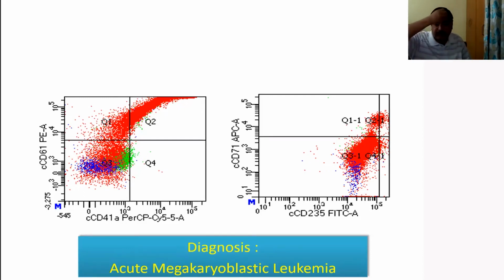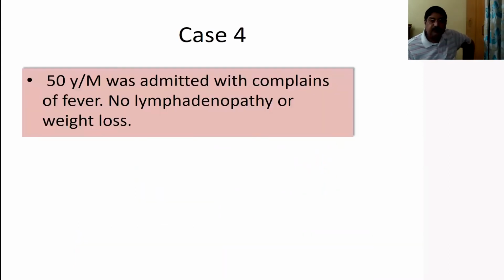In acute megakaryoblastic leukemia, the blasts could be MPO negative, and it is MPO negative here. And also they could be CD34 negative, but here in this case, they were CD34 positive. Variably positive, because some of the myeloblasts will be positive for CD34 and the megakaryoblasts could be negative for CD34. Next. So in this 50-year-old male who was admitted with complaints of fever, no lymphadenopathy or weight loss.